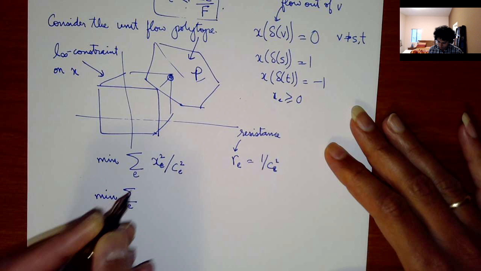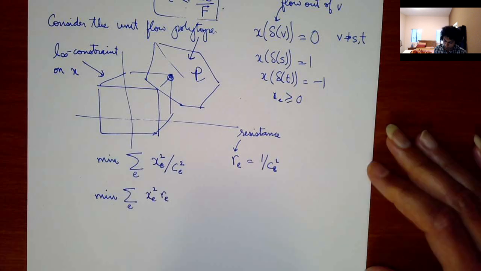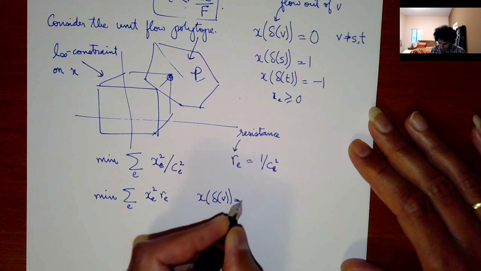Xe squared times Re. And now I can look at solving this problem on the flow path. Minimize this, and of course then you have, x of delta V is equal to 0, x of delta S is equal to 1, x of delta T is equal to minus 1.